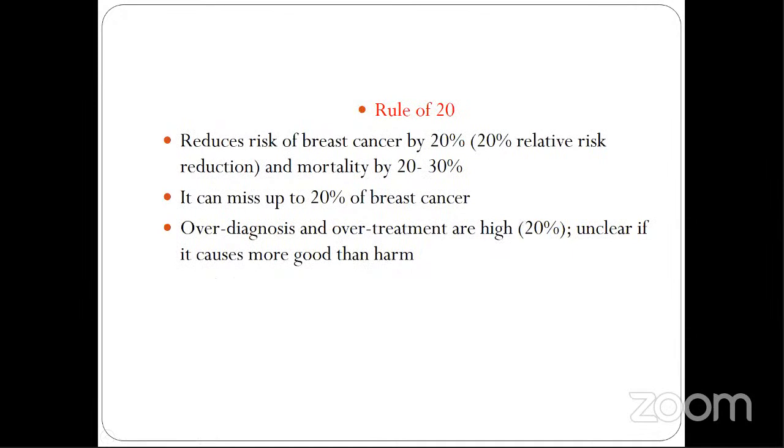We have a rule of 20 in mammography. Mammography detects breast cancer in 80% and reduces mortality by 20 to 30%, and it can miss breast cancer up to 20%. Overdiagnosis and overtreatment are high, about 20%. It is unclear if it causes more good than harm.